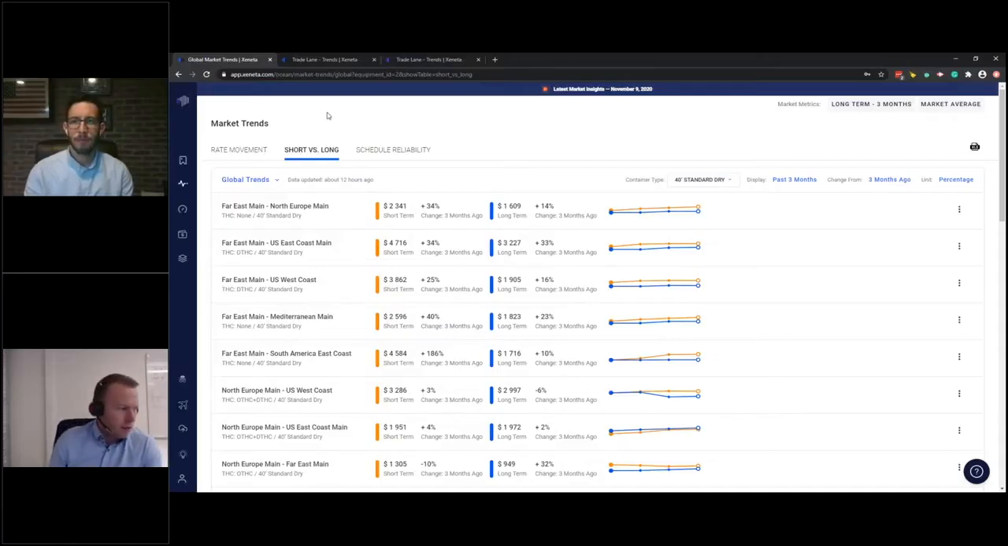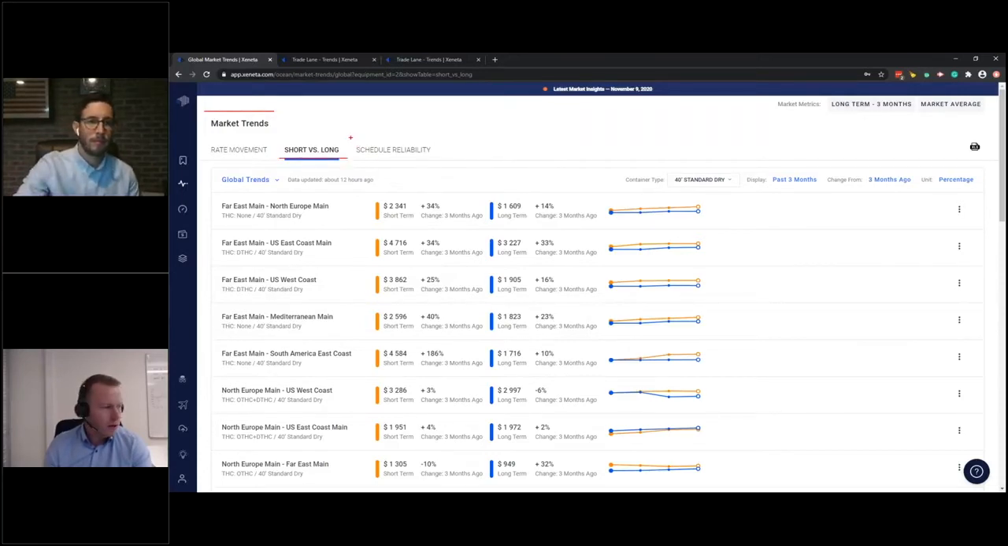On this page, we look at the development of the short-term market versus the long-term market. What we've selected here, as you can see on the top, is the market trends page, and then we've gone to short versus long.